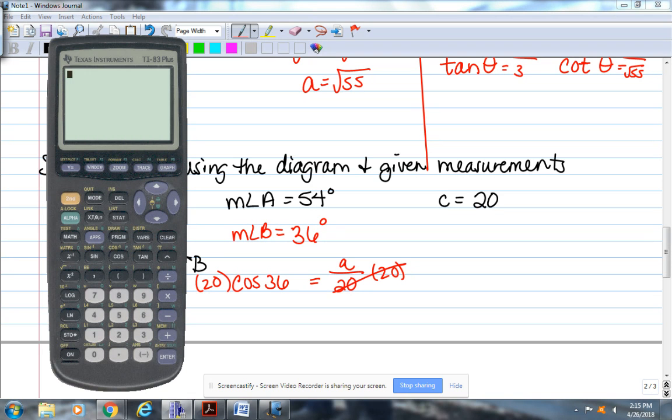Now we got to make sure we're in degree mode. If you're not in degree mode, it won't work. So hit mode, which is right here beside the yellow key. Mine is in radians. See where it says radian and degree? Radian is highlighted. So arrow down, go over, highlight the word degree, and hit enter.